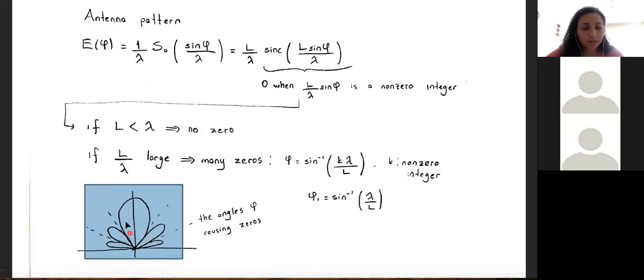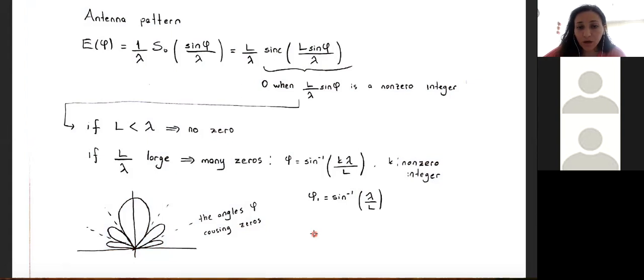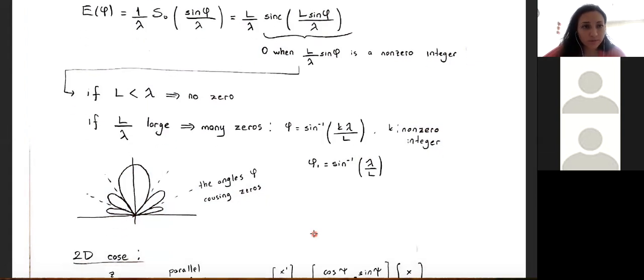If you look at antenna design topics or some radar imaging papers, you're going to see this type of antenna pattern. Antenna patterns are always plotted in this fashion. So this was for the 1D case. Let's now also understand the 2D case.